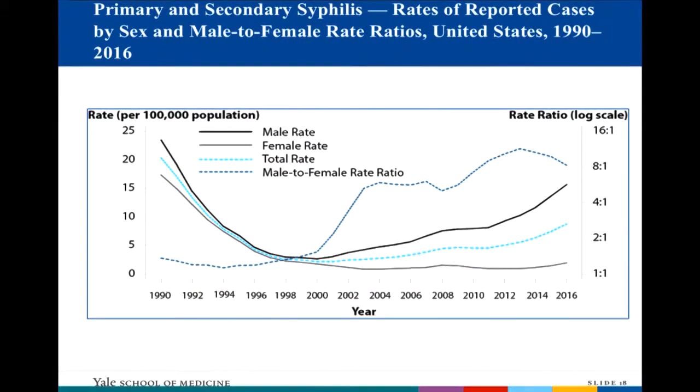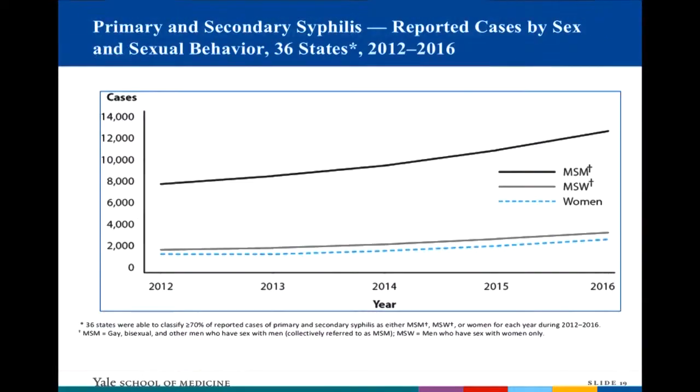Just a couple of epidemiology slides just to remind you how the rates have been really going up, especially in men, since about 2001. The male to female ratio peaked a few years ago at 16 to 1 and is coming down a little bit, but the male rate continues to climb, and it is starting to go into women with bridging populations as well, and that's also affected an uptick in the number of congenital syphilis cases as well. So syphilis is on the rise, especially in men who have sex with men, and is a little bit on the rise in women as of the last couple of years.